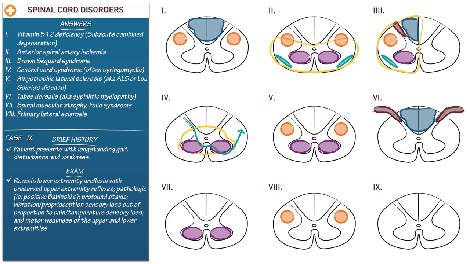Show that the mixed reflex pattern in the presence of pathologic Babinski's suggests a mixed upper and lower motor neuron disease pattern with pathology of the dorsal nerve roots and dorsal horns. Then show that the vibration proprioception sensory loss with preserved pain temperature sensation suggests posterior column involvement. Next, show that the profound ataxia suggests spinocerebellar tract involvement. And finally, indicate that the motor weakness suggests corticospinal tract involvement.